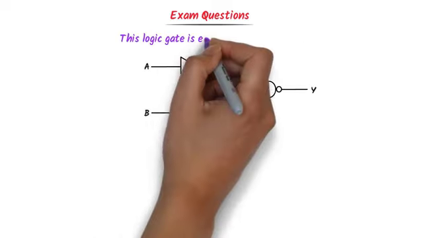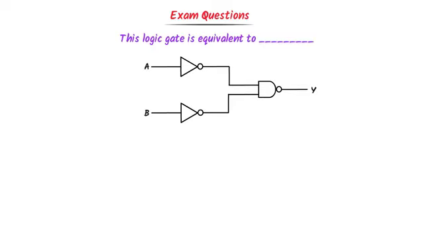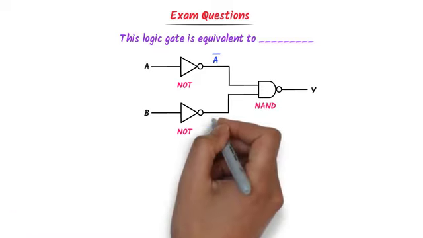Secondly, consider this digital circuit. This logic gate is equivalent to dash. Well, firstly, I spot the logic gates. This is NOT gate, this is also NOT gate, and this is NAND gate. Now this NOT gate will inverse the input A and we get A bar. Here we also get B bar.